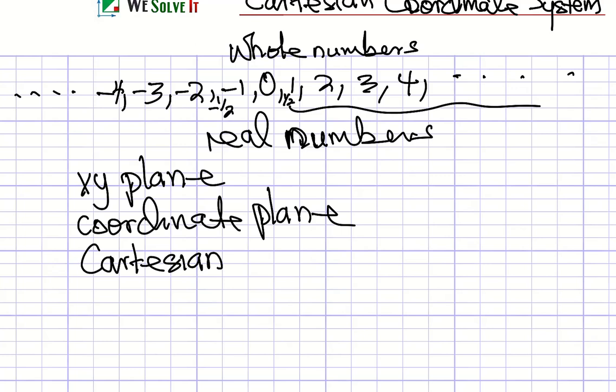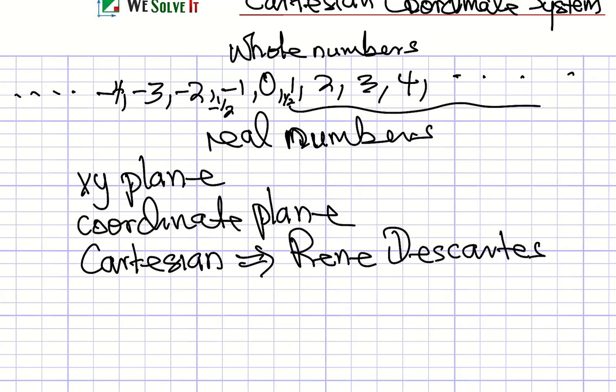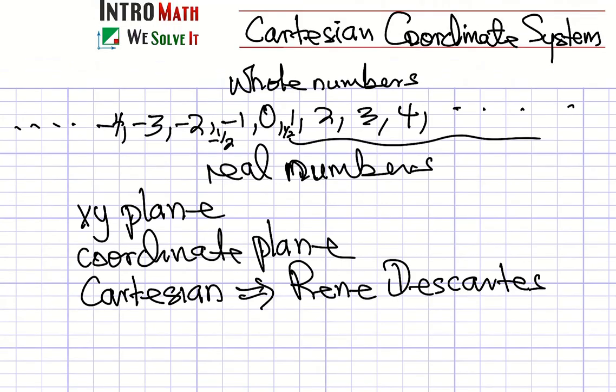It was coined from the name of the guy that designed it. His name is René Descartes. He was a French philosopher and mathematician that lived around 15 something, died around 16 something. You notice the word Cartesian came from his name right here. It's an abbreviation of his name.